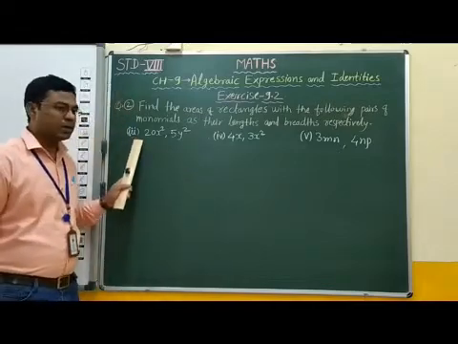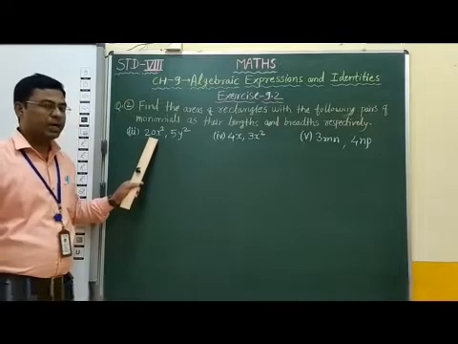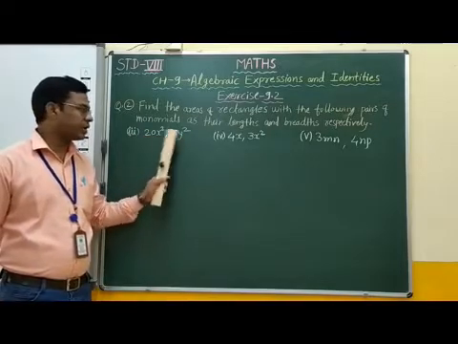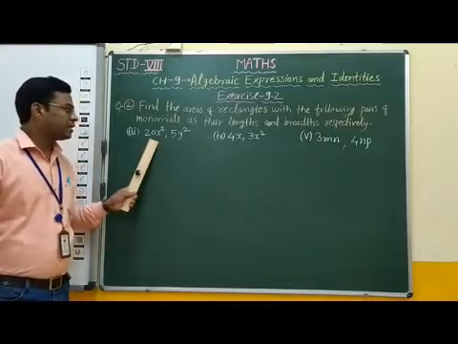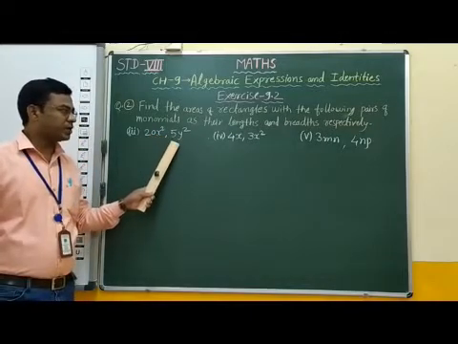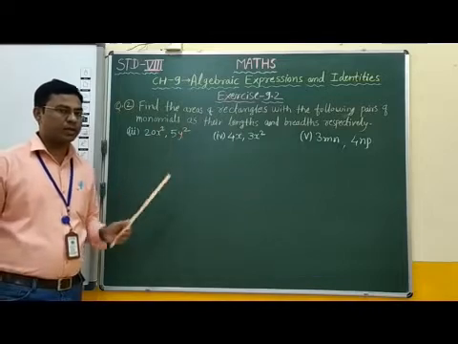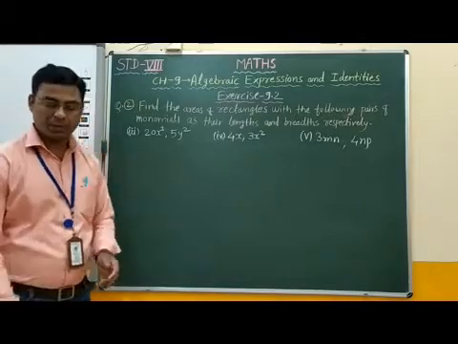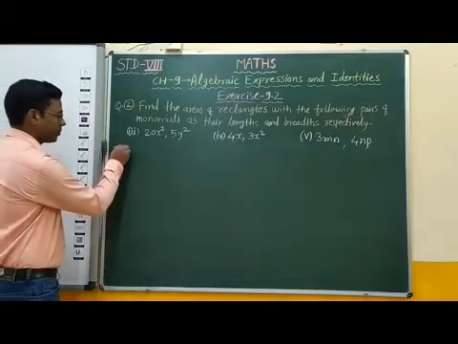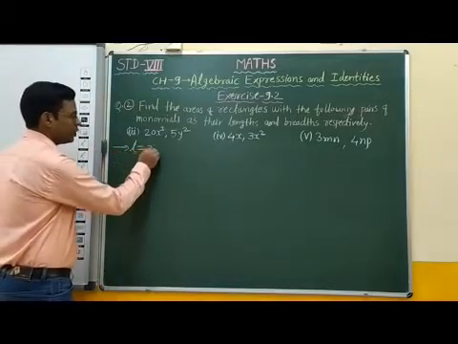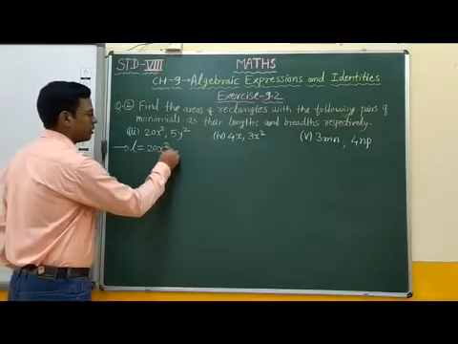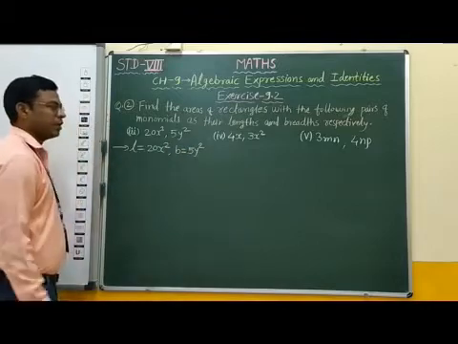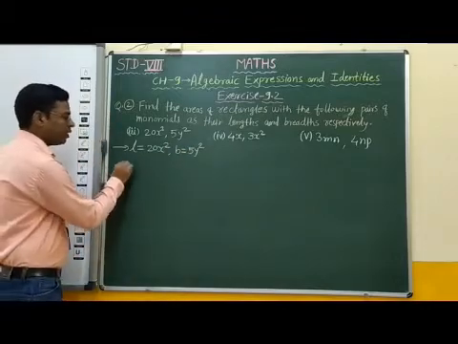Now, here third sub question. Here two monomials are 20x square and 5y square. Here length is equal to 20x square and breadth is equal to 5y square. And here we have to find out the area of a rectangle. Therefore, we can write here L is equal to 20x square, B is equal to 5y square. Now here we have to find out the area of a rectangle.